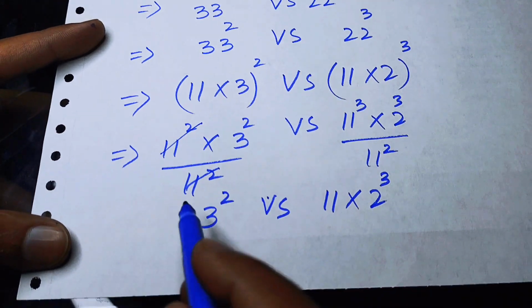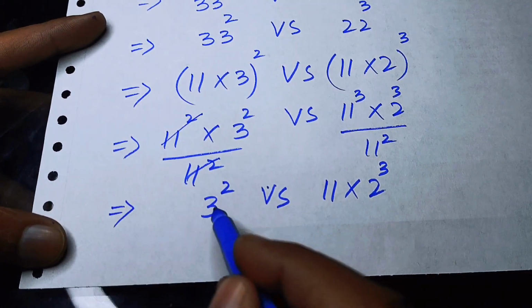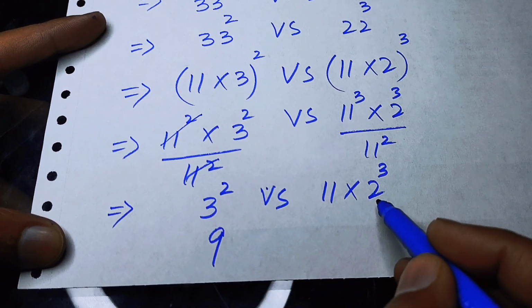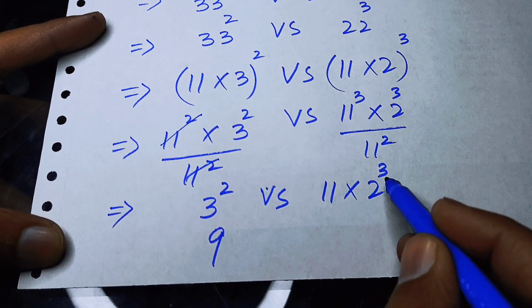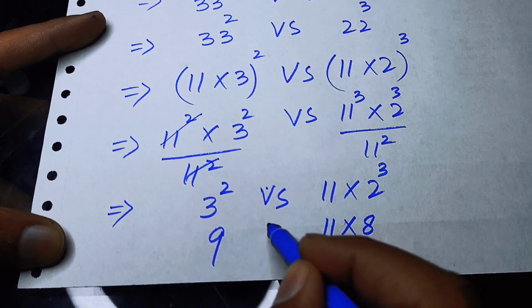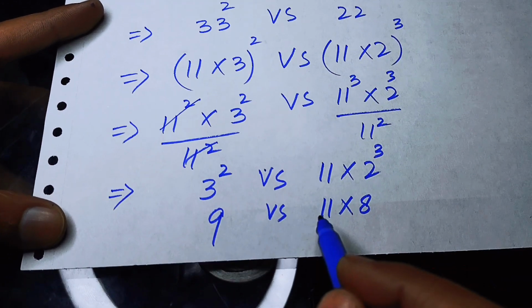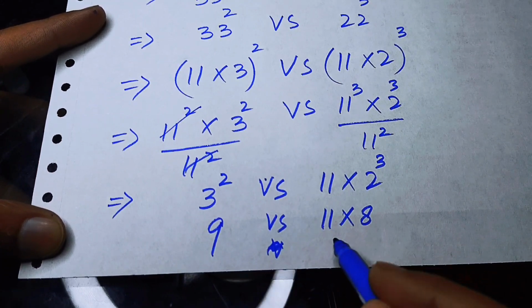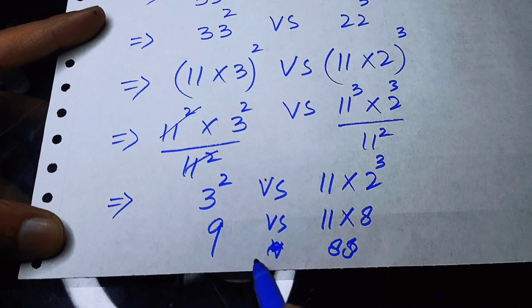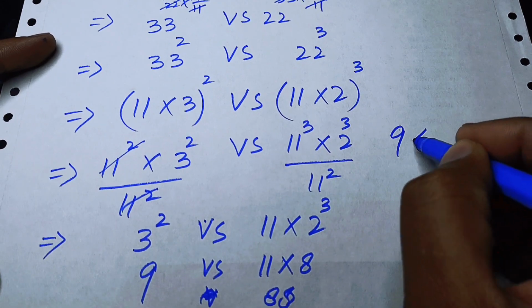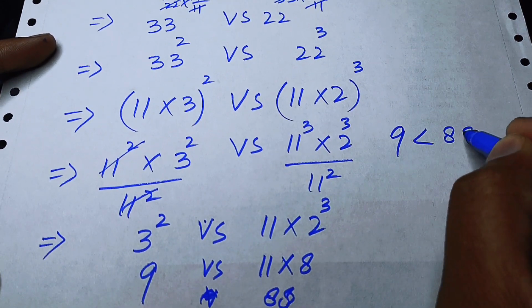After that we expand 3 to the power of 2, and we can see that this is 9. When we expand 2 to the power of 3, we get 8. In the final step, 11 times 8 is 88. So we can easily compare 9 and 88, and we can see that 9 is less than 88.